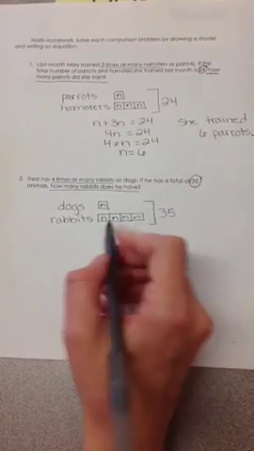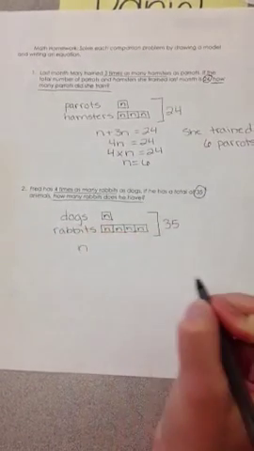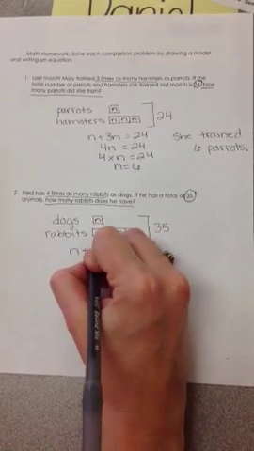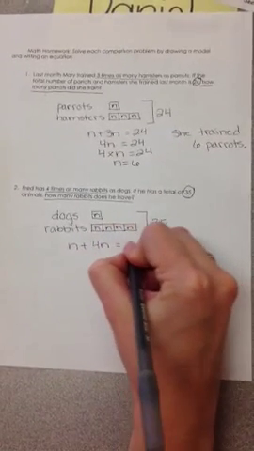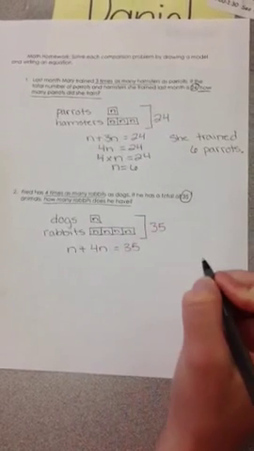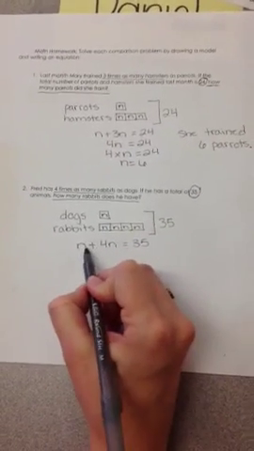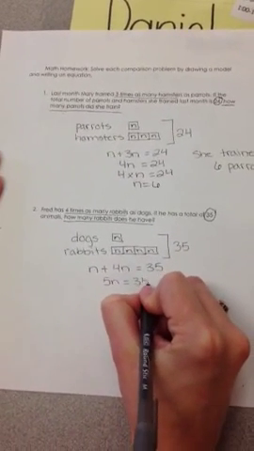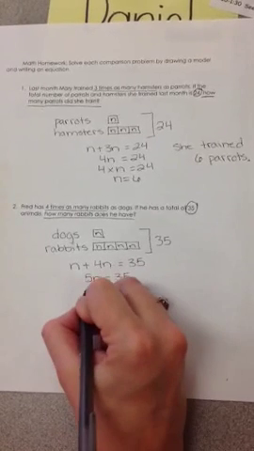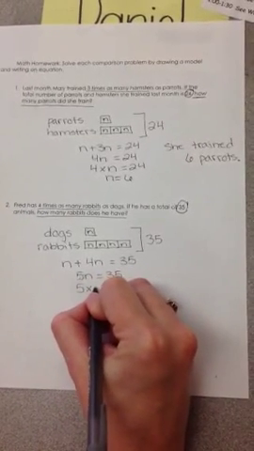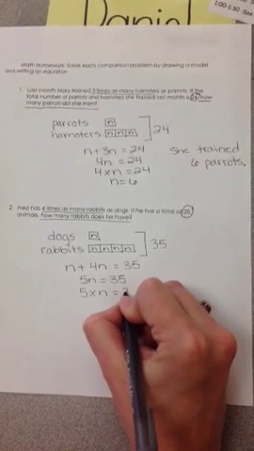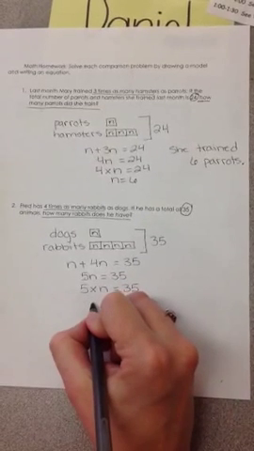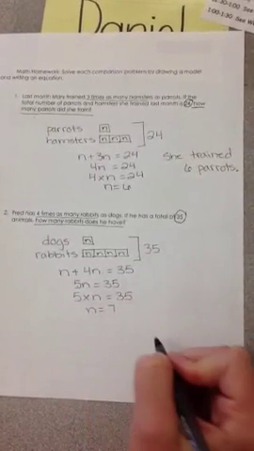I know that together there are 35, so that means if I take the number of dogs and I add it to the number of rabbits, 1, 2, 3, 4 n's, that gives me the total of both animals. Well, if I have 4 n's and I add another n to that, that gives me 5 n's. 5 n's is the same thing as 5 groups of n, which is the same thing as saying 5 times n. Well, 5 times what is 35? 5 times 7 is 35.